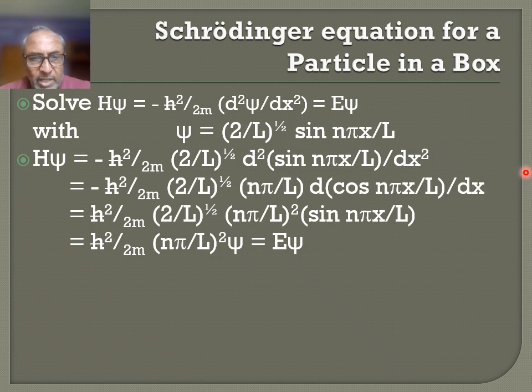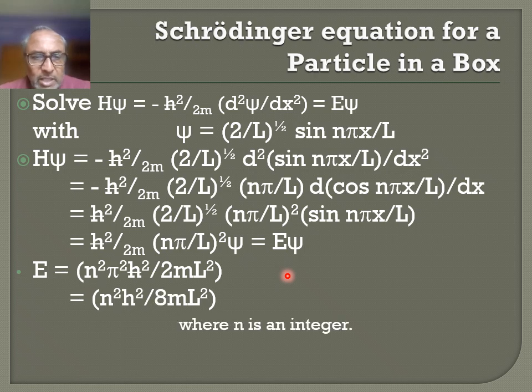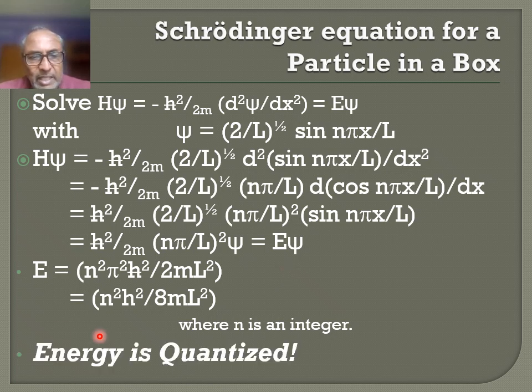But root 2 by L times sine n pi x by L is just psi. So h psi is equal to h cross squared by 2m times n pi by L whole squared times psi, which is equal to E psi. Or in other words, the energy eigenvalue E is equal to n squared pi squared h cross squared by 2mL squared. But since h cross is equal to h by 2 pi, this is E equals n squared h squared by 8mL squared, where n is an integer. In other words, the energy eigenvalues are quantized because E can only take the values n squared h squared by 8mL squared, where n is an integer.